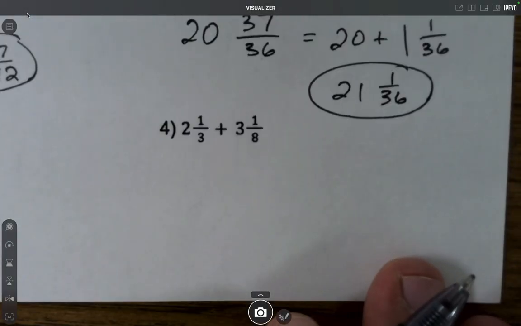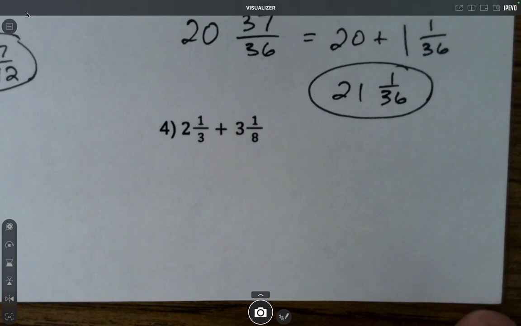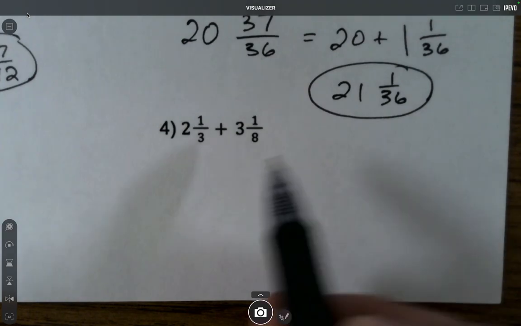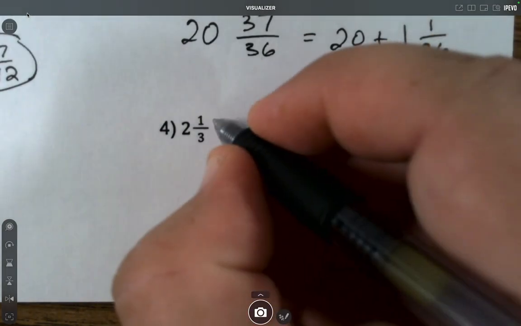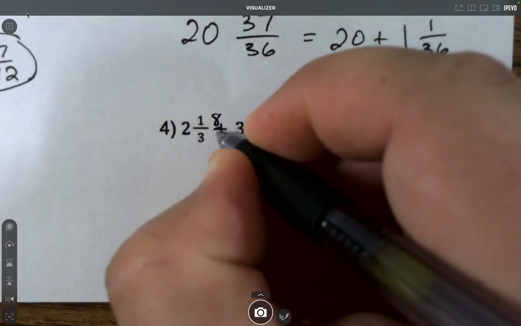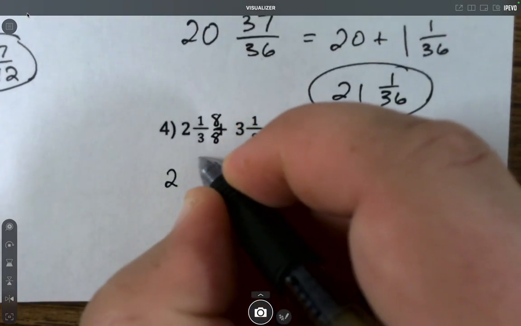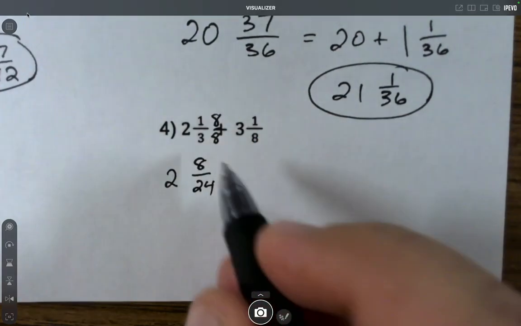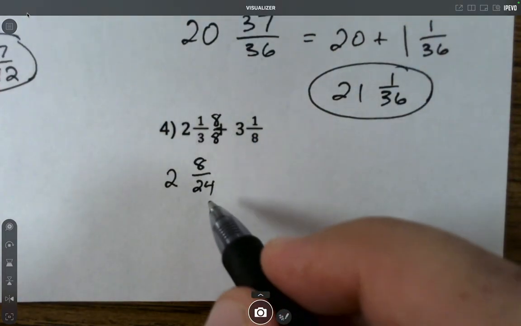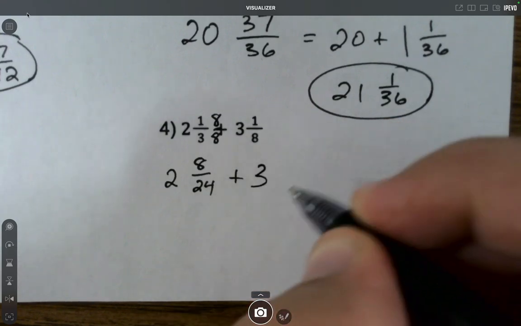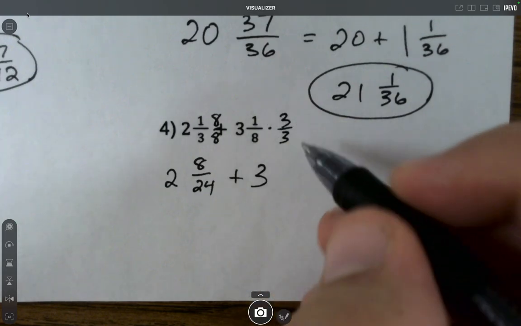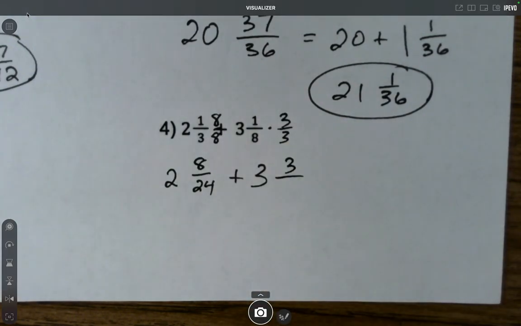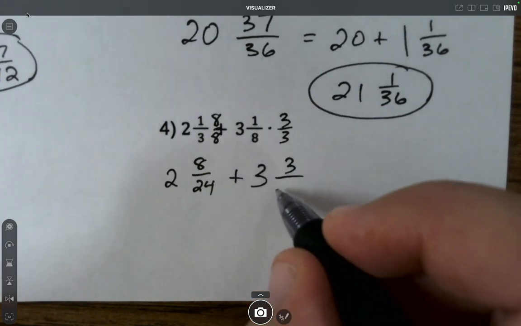Okay, number 4. Step 1 is already done. It's written horizontally. Step 2, we figure out the least common denominator. For 3 and 8, 24 will be the least common denominator. So I'll multiply the top and the bottom of this one by 8, because 3 times 8 is 24. So 1 times 8 is 8, 3 times 8 is 24. Multiply this one top and bottom by 3, because 8 times 3 is 24. 1 times 3 is 3. 8 times 3 is 24.